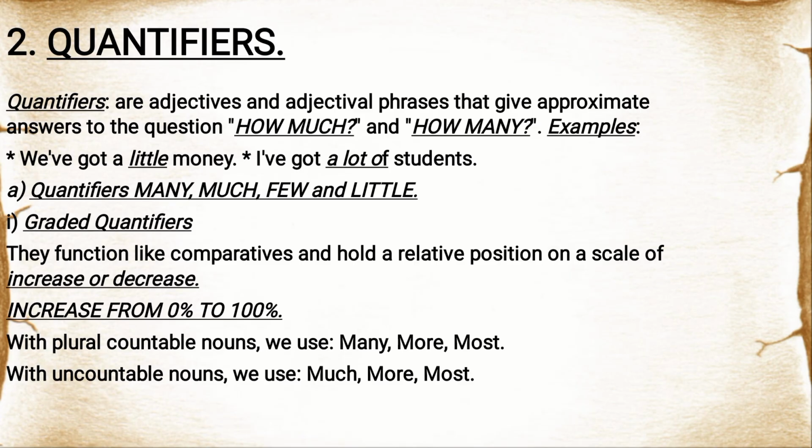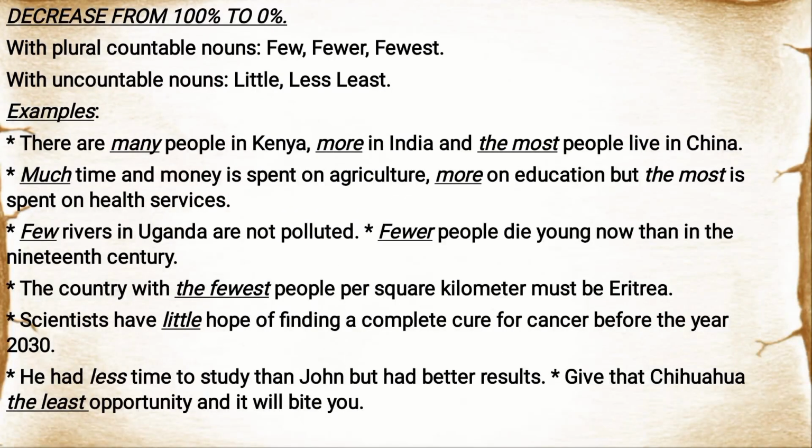Increase from 0% to 100%. With plural countable nouns, we use many, more, most. With uncountable nouns, we use much, more, most. Decrease from 100% to 0%. With plural countable nouns, few, fewer, fewest. With uncountable nouns, little, less, least.